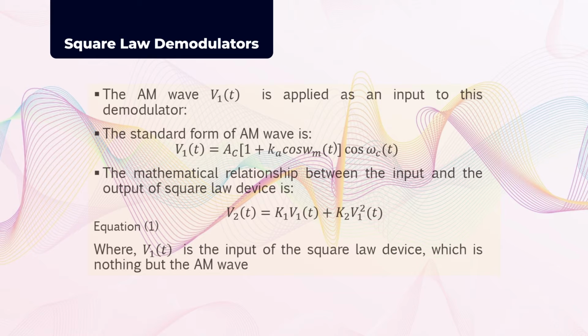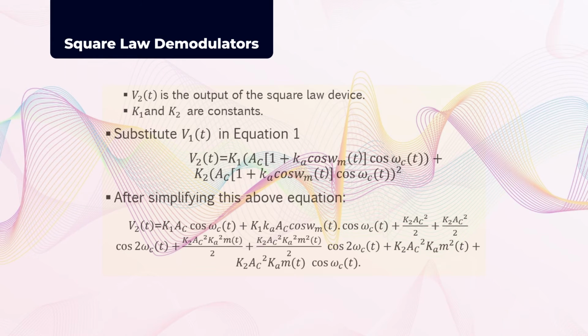The mathematical relationship between the input and the output of the square law device is given by v2(t) = k1 v1(t) + k2 v1²(t). Give it equation number 2, where v1(t) is the input to the square law device, which is nothing but the AM wave, v2(t) is the output of the square law device, and k1 and k2 are constants.